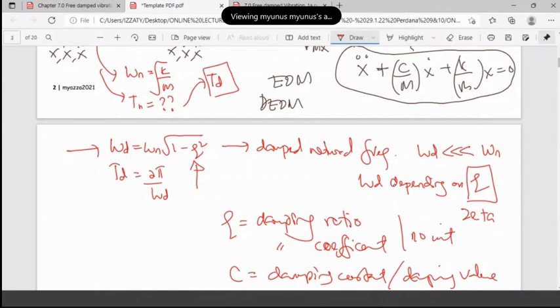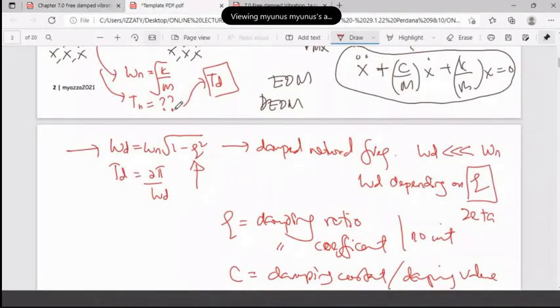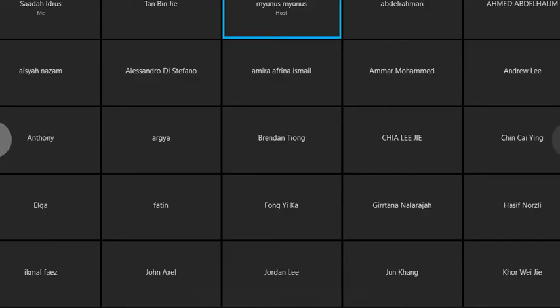Okay, so let us now move to the theory first before we move to this system. I'm going to stop sharing this one. I'm going to share the earlier part of my notes from just now.